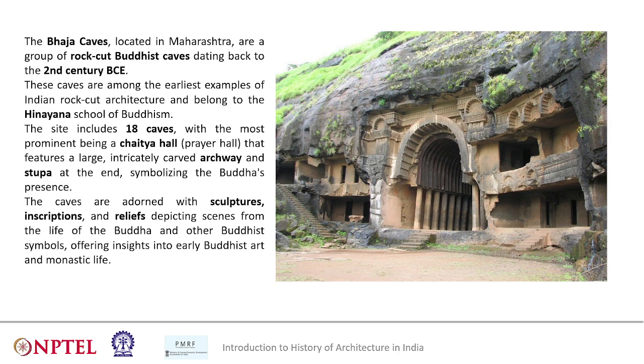Also, the site includes several caves, out of which cave number 18 is very prominent because it has the Chaitya hall. Chaityas are basically the prayer halls, as simple as that. And this particular cave 18 has a very intricately designed archway, and also there's a stupa at the end, which again symbolizes the presence of Buddha.